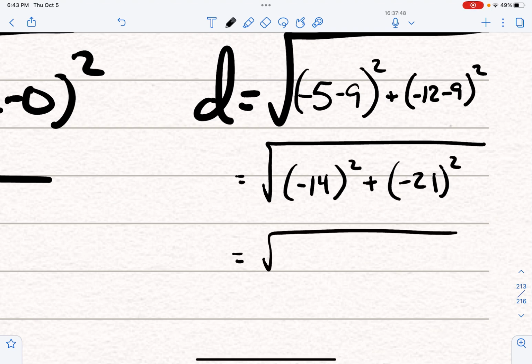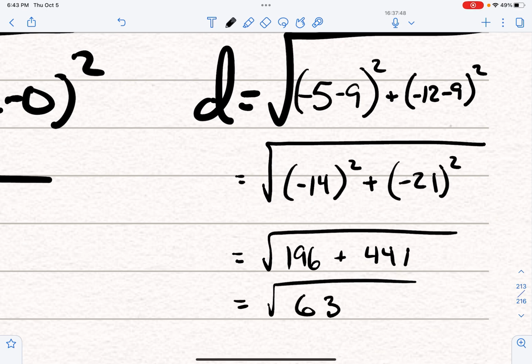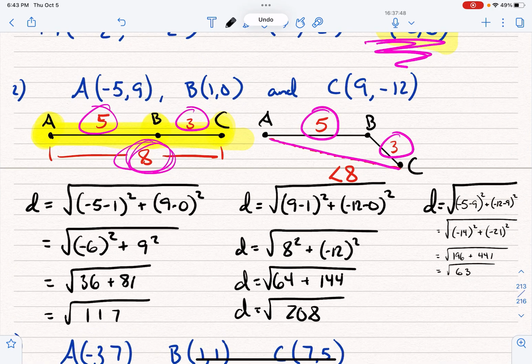So 14 squared is 196. And 21 squared is 441. And if I add those up, I get, let's see, 196 and 441. What is that? 637, I think. Square root of 637. Boy, that makes you want to throw up a little bit, doesn't it? Okay, so now the question is, does this plus this add up to be this? And as we look at it, I don't think so, because that just looks so ugly. There's nothing about that that really makes a lot of sense.